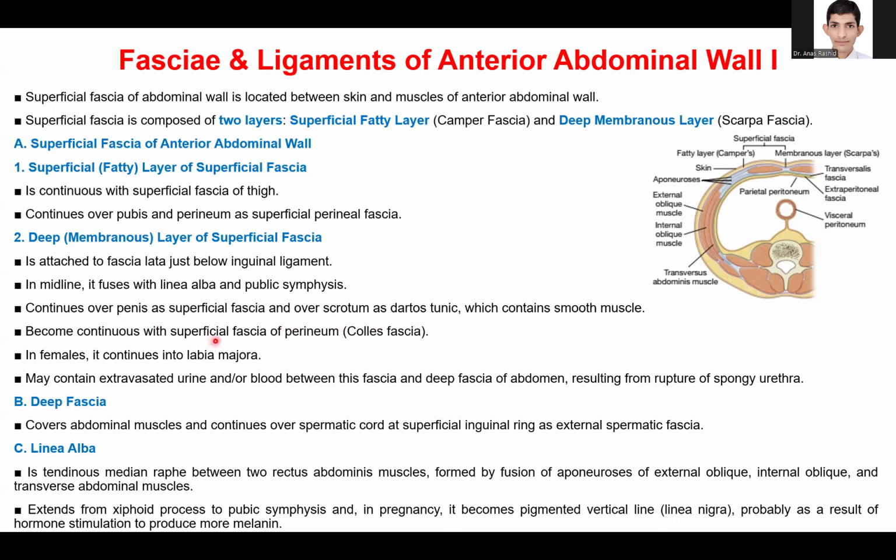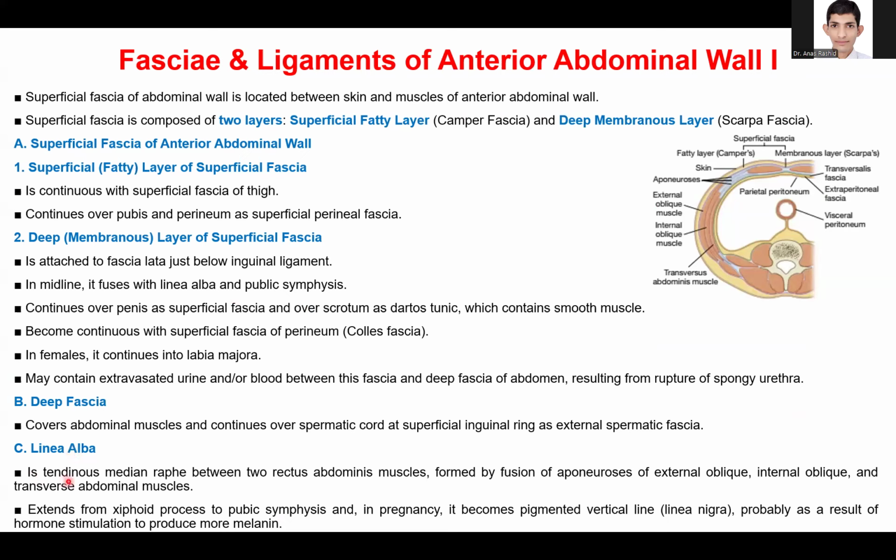It becomes continuous with the superficial fascia of the perineum, called Colles fascia. In females, it continues into the labia majora. They contain extravasated urine and or blood between this fascia and the deep fascia of the abdomen, resulting from rupture of the spongy urethra. Deep fascia covers abdominal muscles and continues over the spermatic cord at the superficial inguinal ring as external spermatic fascia.